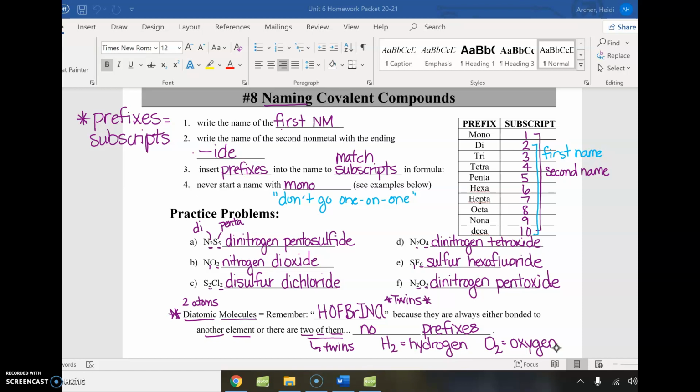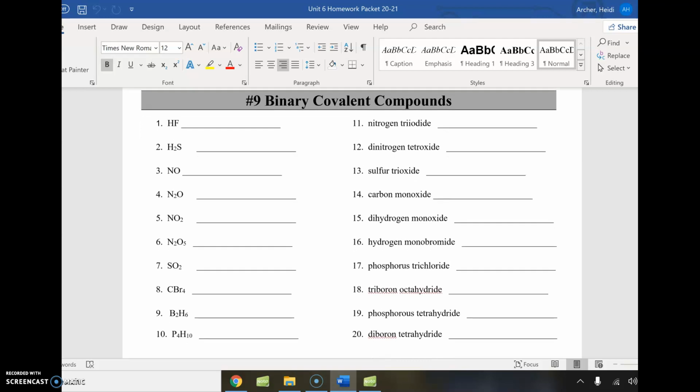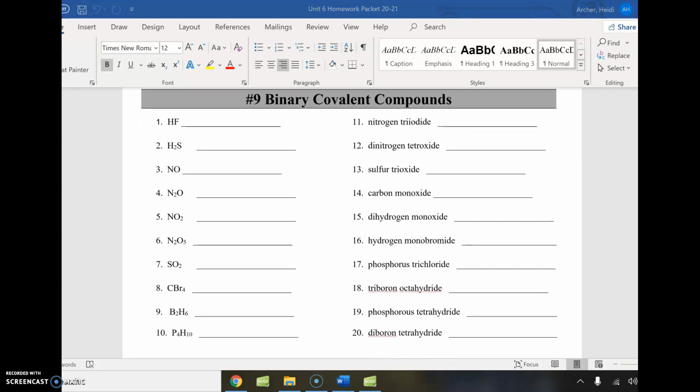We're going to scroll down, so all of this is going to disappear in just 1 second. Pause if you need to and make sure you have everything down. But we're going to go ahead and scroll down, and we're going to look at some examples. So again, remember, prefixes equal subscripts. So above, we just did a bunch of examples going from the formula to the name. So again, we have an assumed one here and an assumed one here. We don't go one-on-one, so this is just going to be hydrogen.